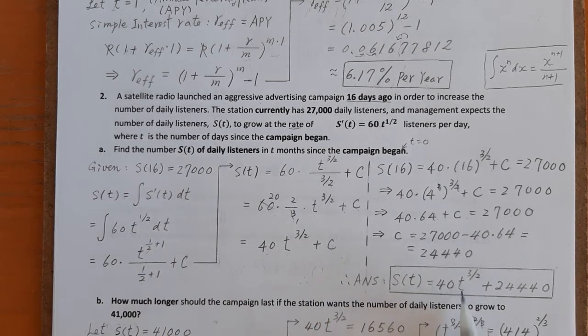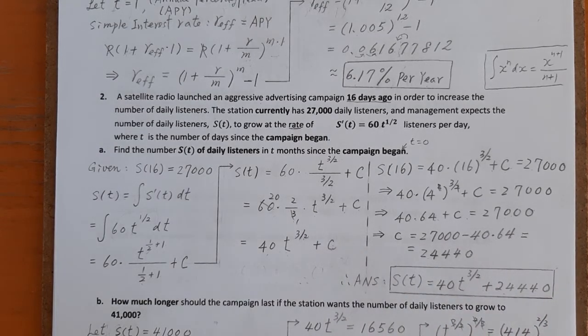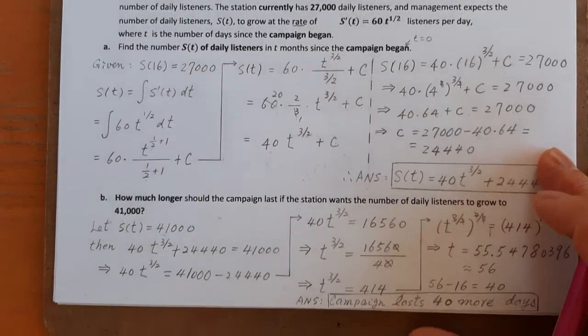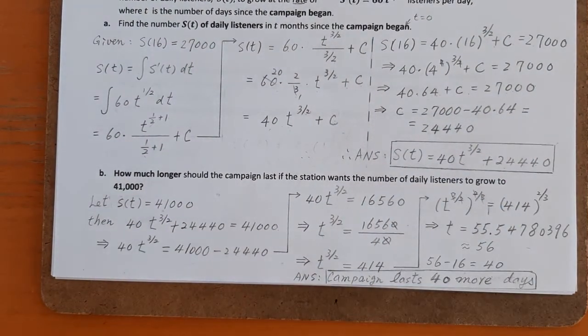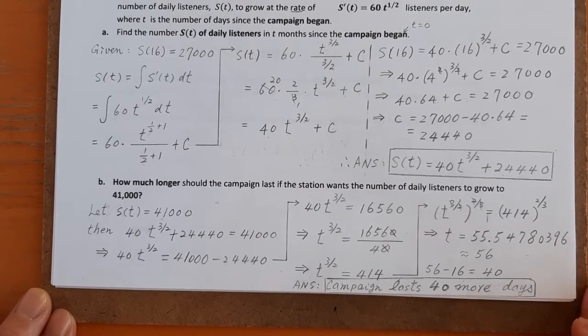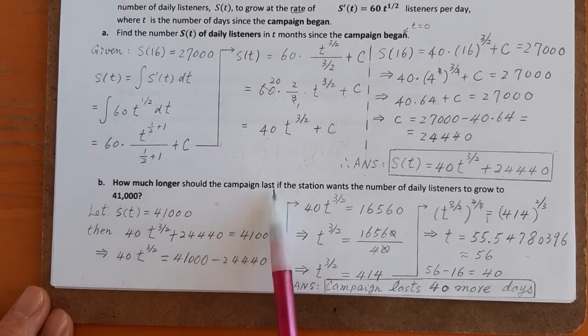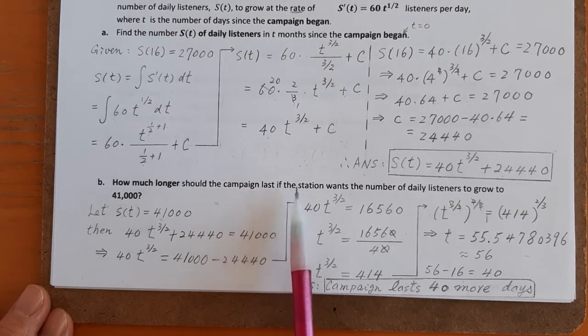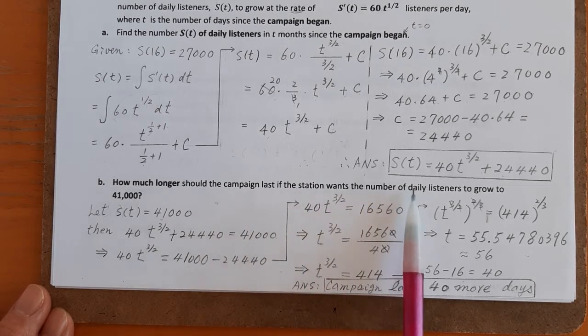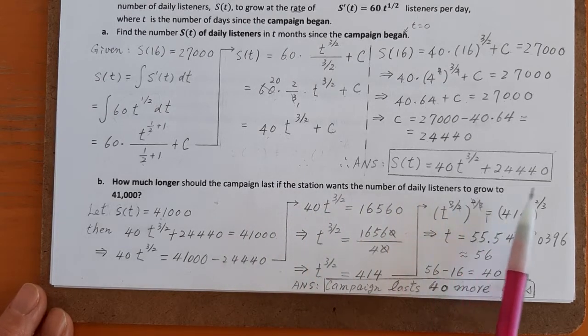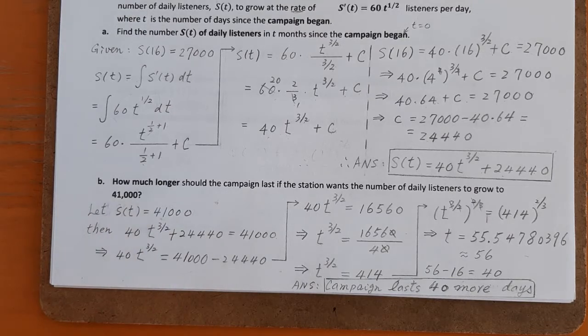Get S of T equal 40 T to the power 3 over 2 plus C. C is 24,440. Let's get the S of T function. Then part B: how much longer should the campaign last if the station wants the number of daily listeners to grow to 41,000?